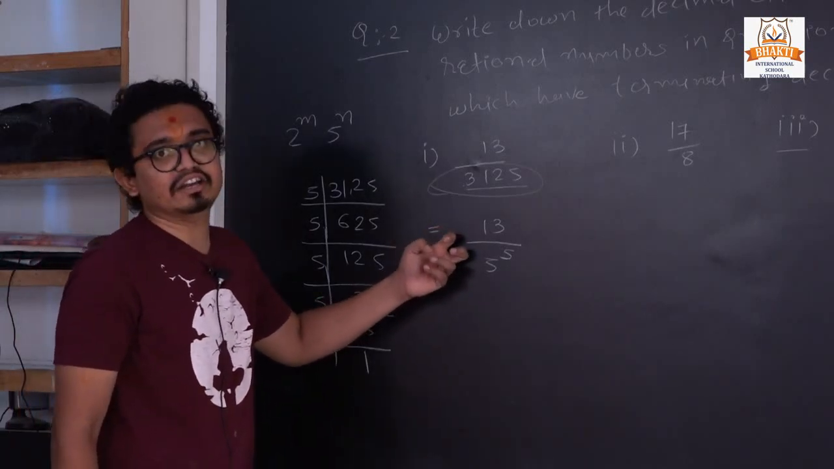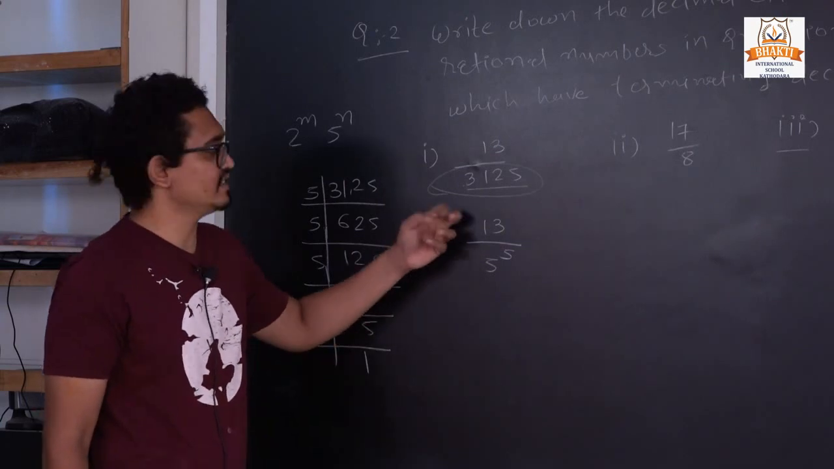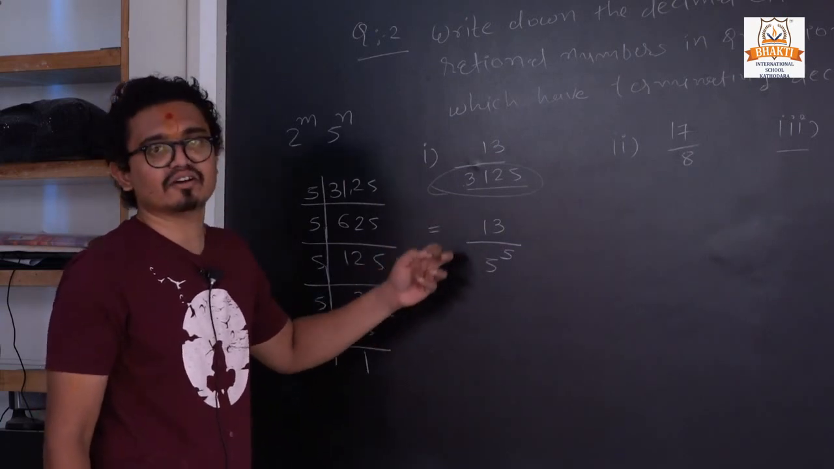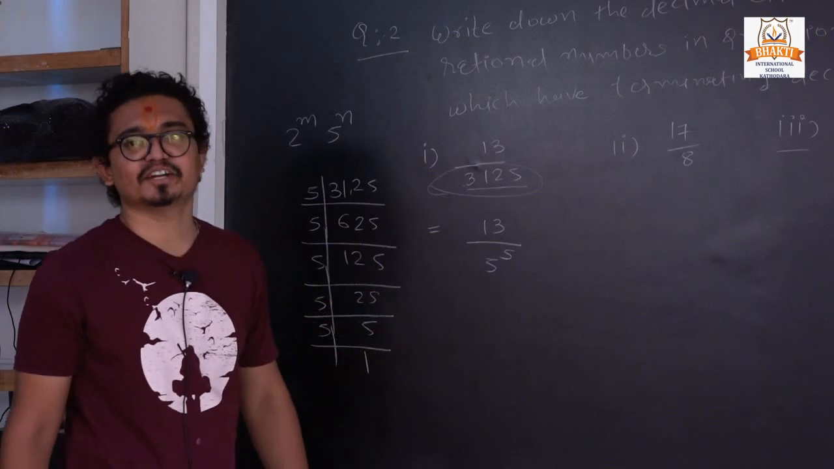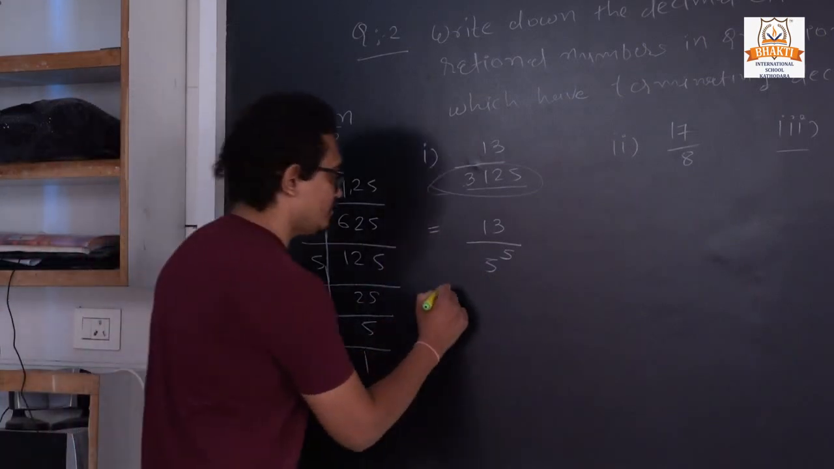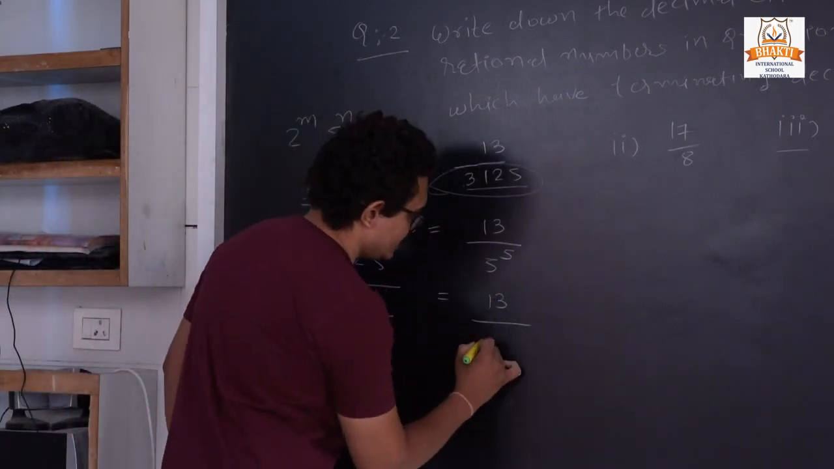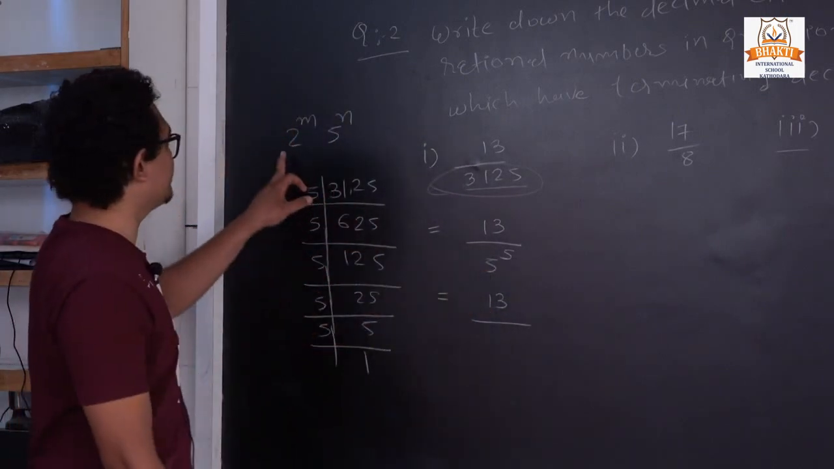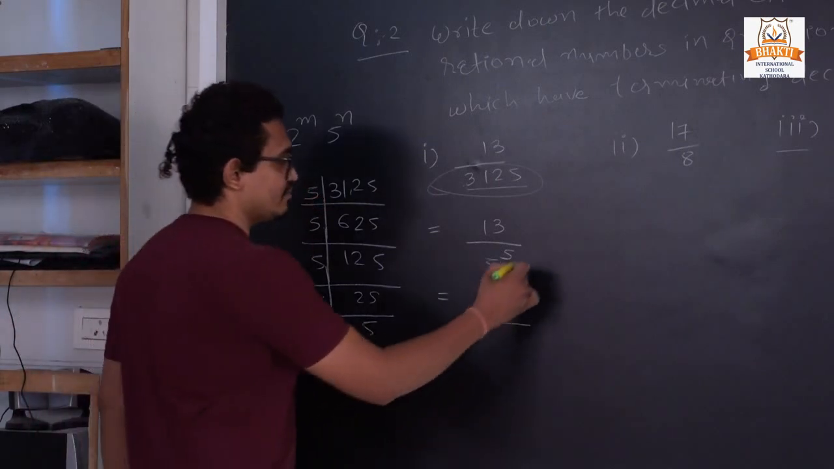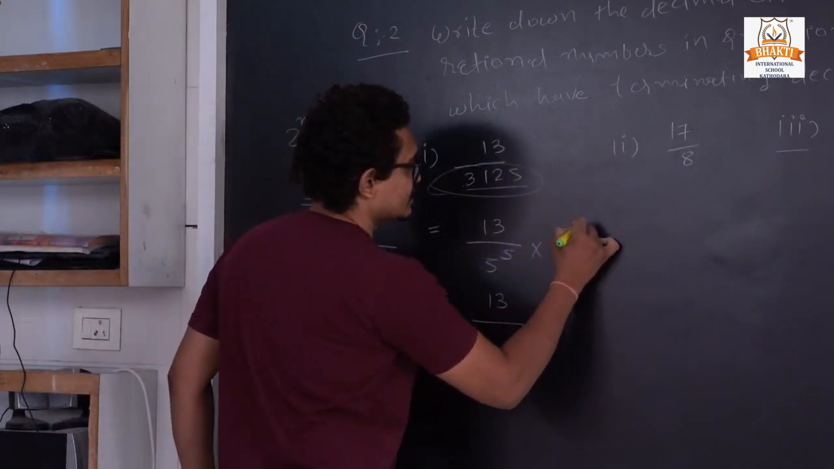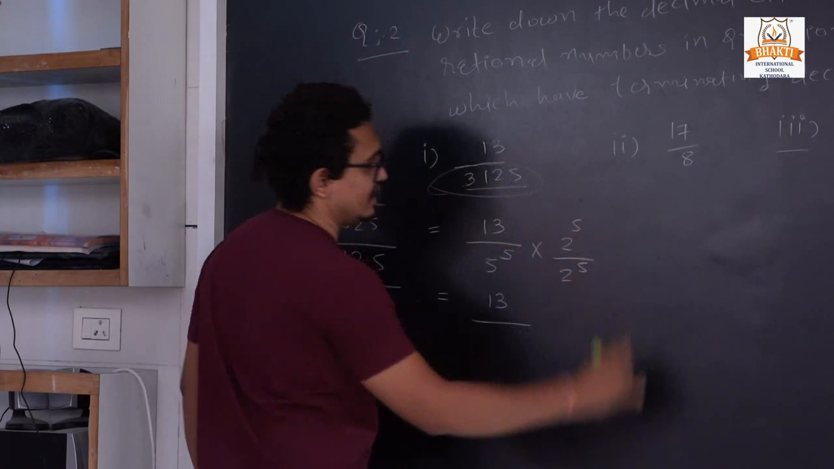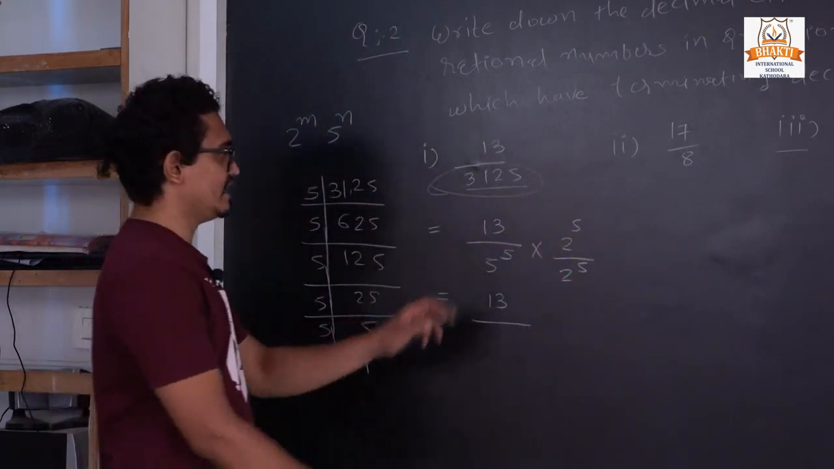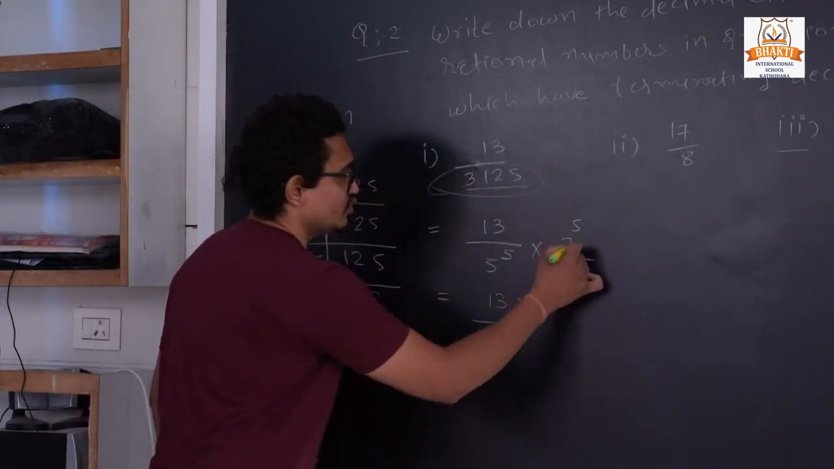Now I want to convert that question into the decimal form. Actually it is a rational form, and I want to convert that rational number into the decimal form. For that, here we have only the term 5. We do not have the term of 2. So here we multiply and divide by the same number, like that: 13 into 2 raised to 5.